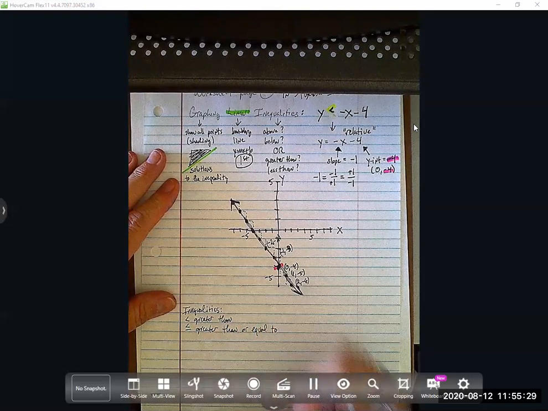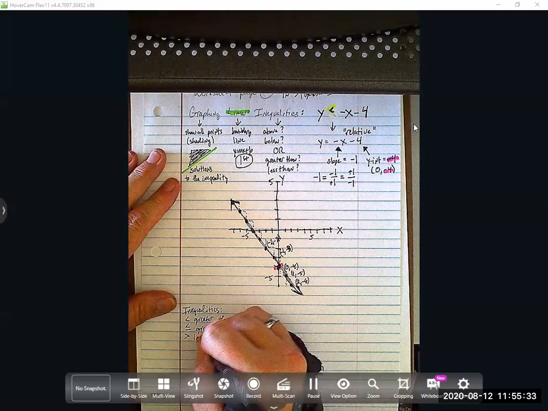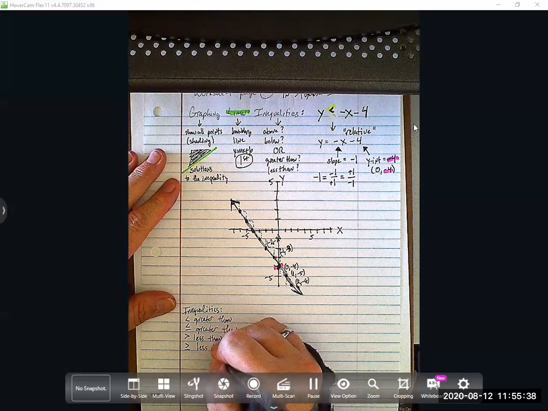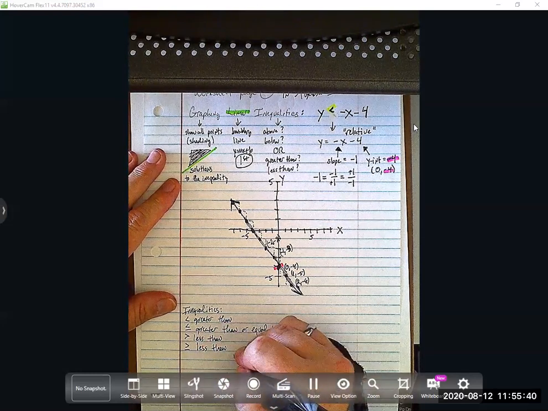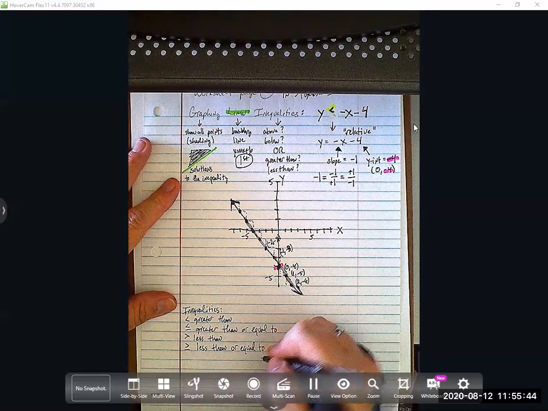And then, as always, there's an opposite. Change it around, go the opposite. Less than. And less than or equal to. So we have to identify what the relationship is based on what they gave us in the statement up here.